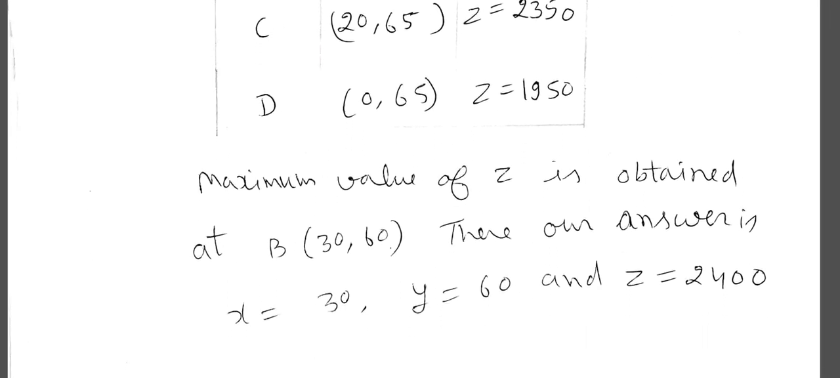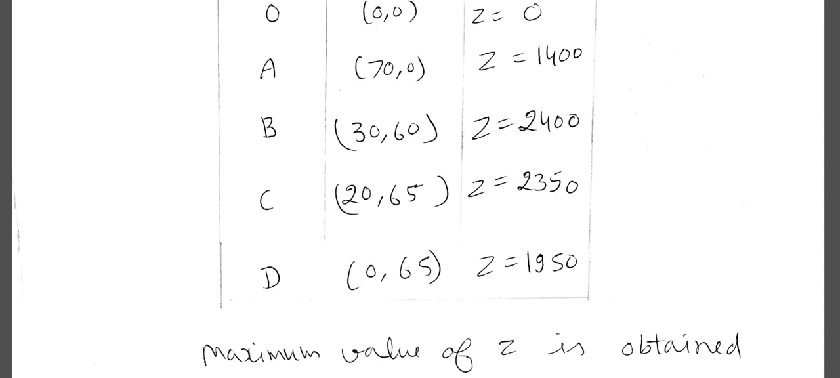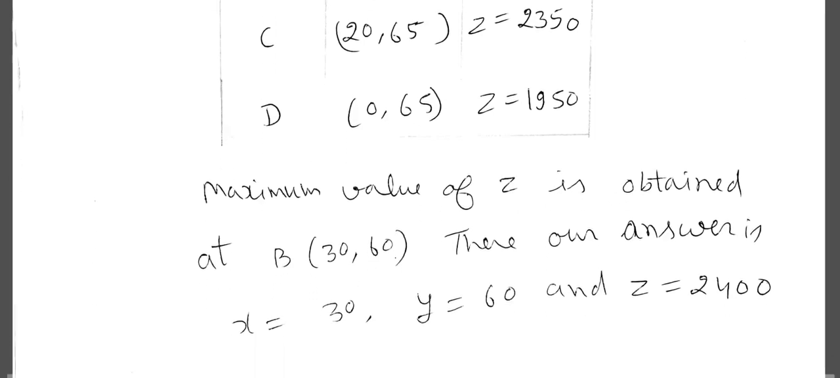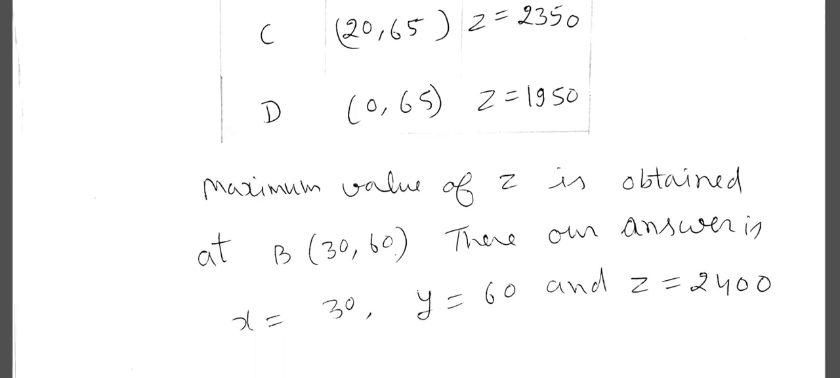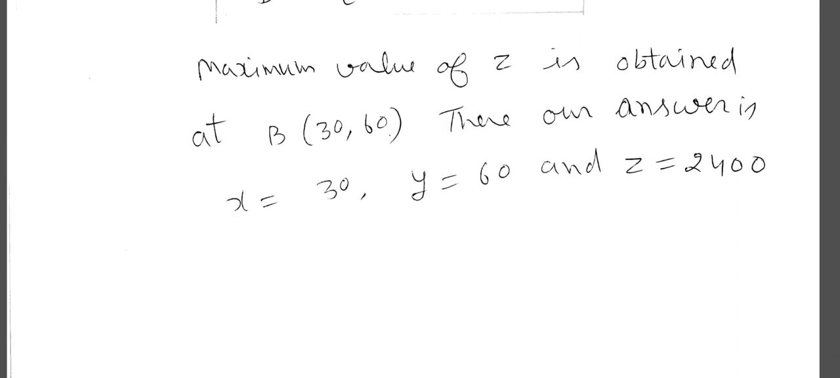Now what is our objective? We have to maximize z. Now see what is the maximum value here in all these values. So 2400 is the maximum value of Z, which is corresponding to the point B, coordinates of which point are 30, 60. So we can say maximum value of Z is obtained at B 30, 60. Therefore our answer is x equal to 30, y equal to 60 and z equal to 2400. So these values of x and y will maximize our objective function z. So this was all about graphical method.